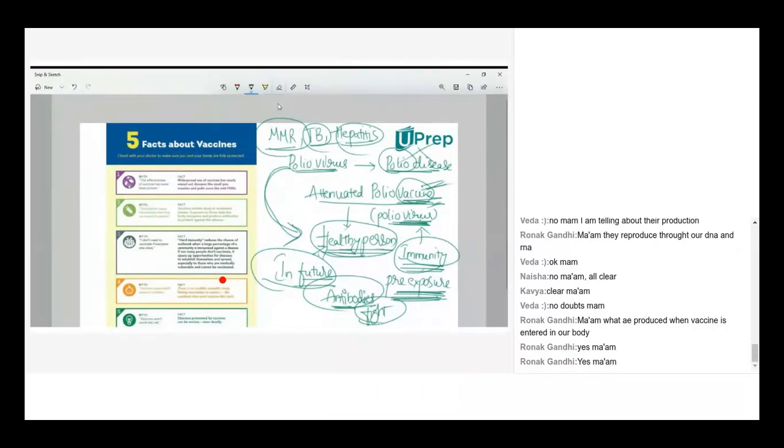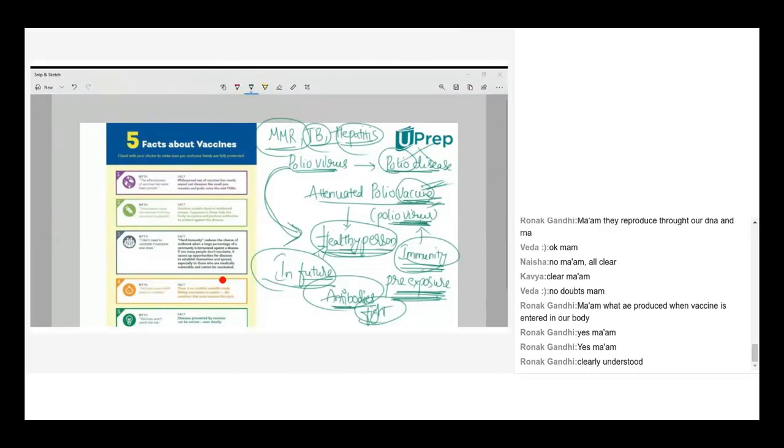Clear to everyone? Any doubts about vaccination? Ronak was asking whether part of the virus can be given. Yes, part of the virus can be given. Sometimes the total virus will not be given. You have different techniques in vaccine development. That's a vast area. Right now, this one is enough.